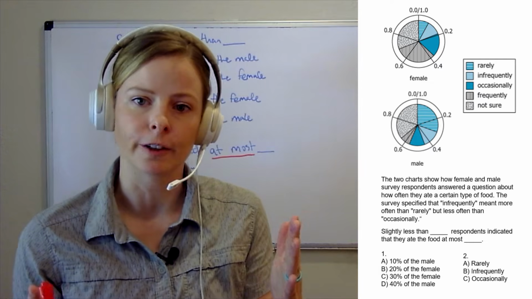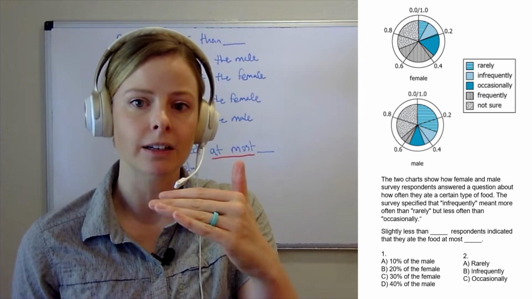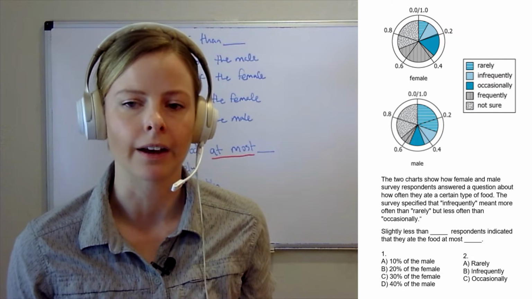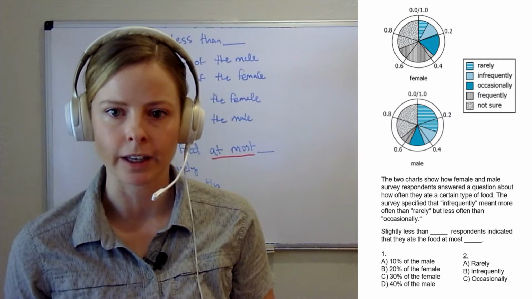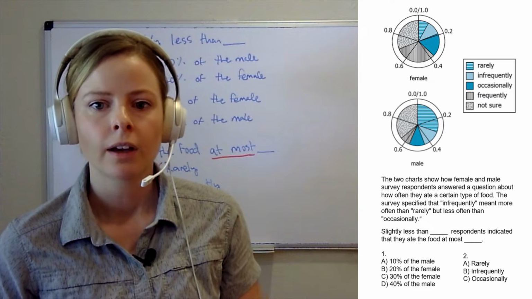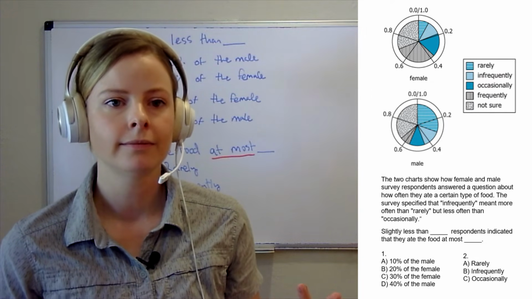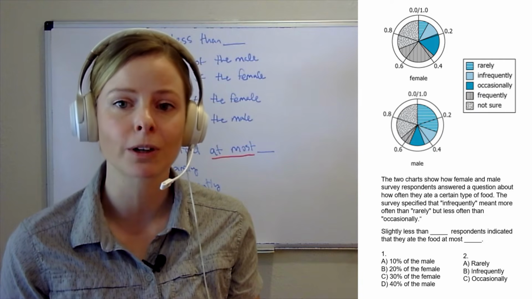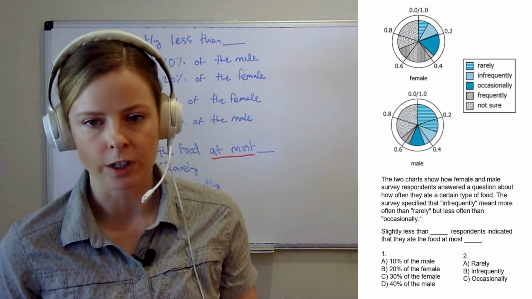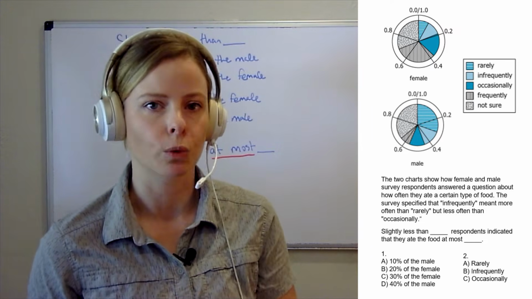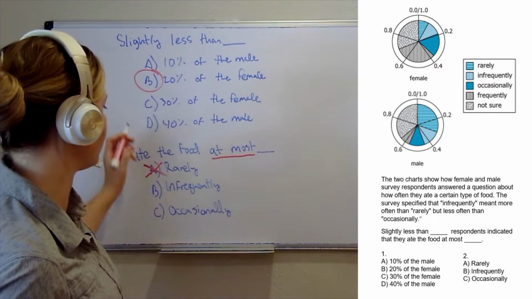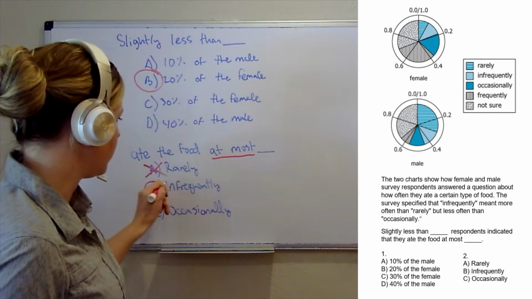So eating at most infrequently, if you look at the female chart, we've got about 19%. If we look at the male chart, we've got maybe 45% that are eating at most infrequently. So slightly less than 10% of the male for infrequently, no, way more than that. Slightly less than 20% of the female, there we go, right? We said that about 19-ish% of our female respondents ate that amount, and that corresponds really nicely with slightly less than 20%. So the pair here that works is slightly less than 20% of the female respondents ate at most infrequently.